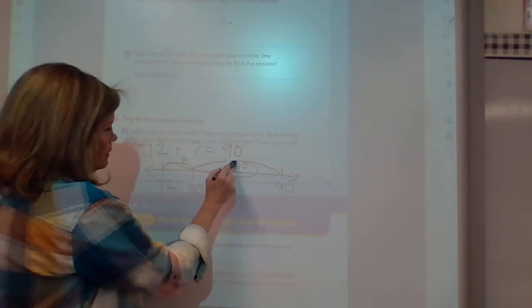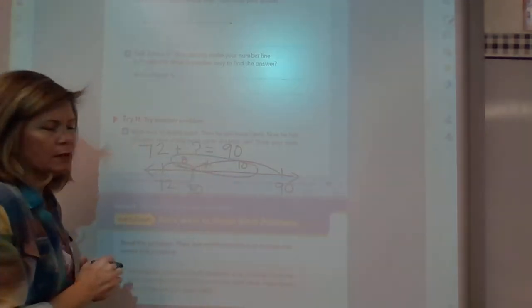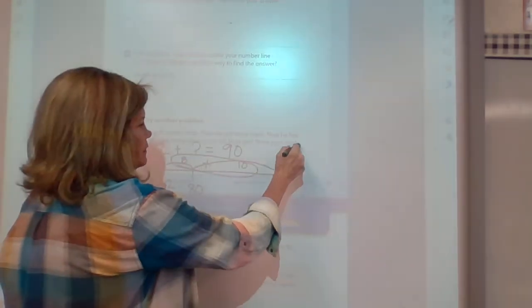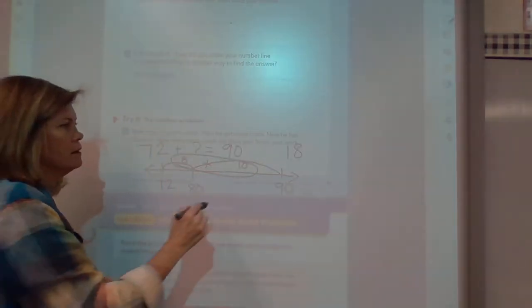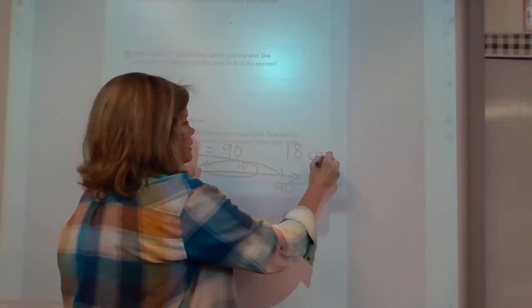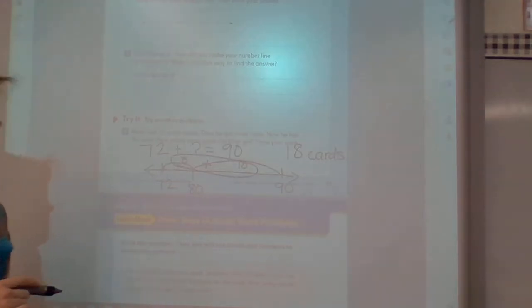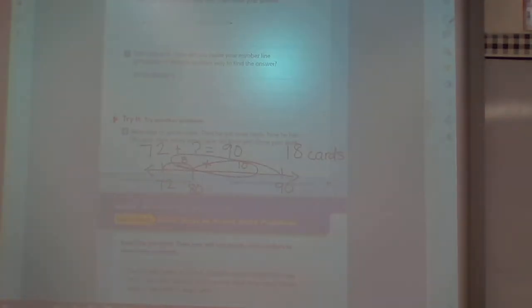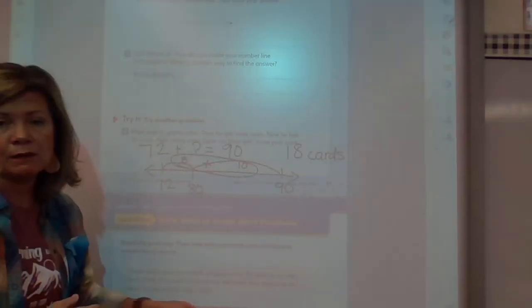So now I'm going to add those two. What is 8 plus 10? 18. Okay, so our answer would be 18 cards. That's how many cards that Matt got. And all we did was count up on a number line.